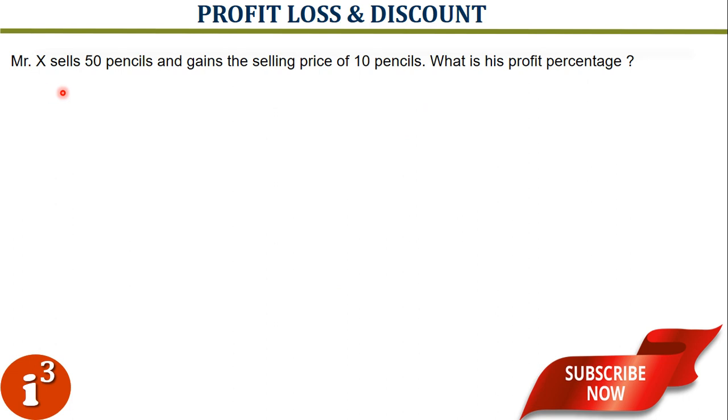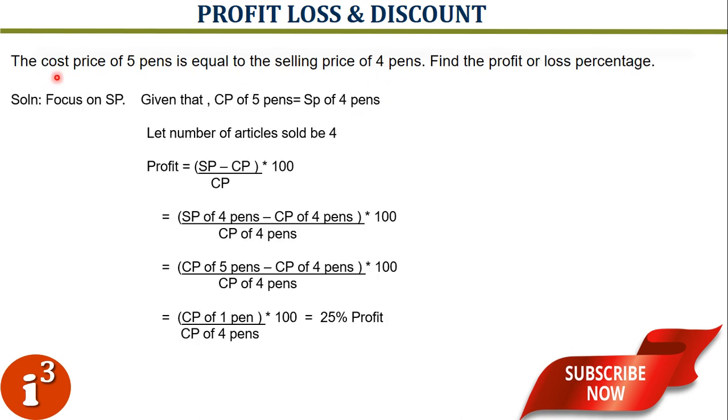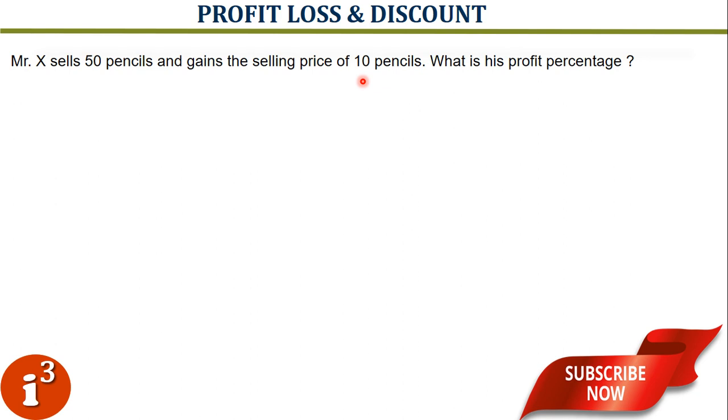Mr. X sells 50 pencils and gains the selling price of 10 pencils. So here the relation is given between the selling price, meaning 50 pencils sold, and the profit in terms of the selling price of 10 pencils. In the previous question, the relation was cost price and selling price. In this, the relation is selling price and the profit in terms of selling price. So what is his profit percentage? Again, we'll try to hit the basics and solve this question.